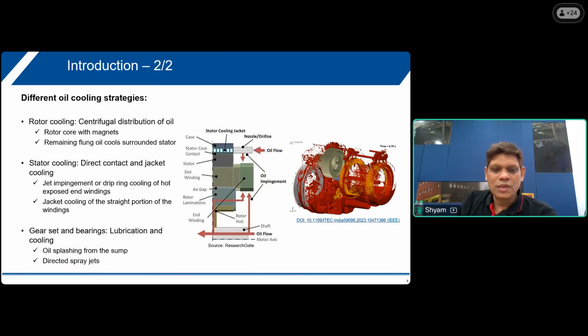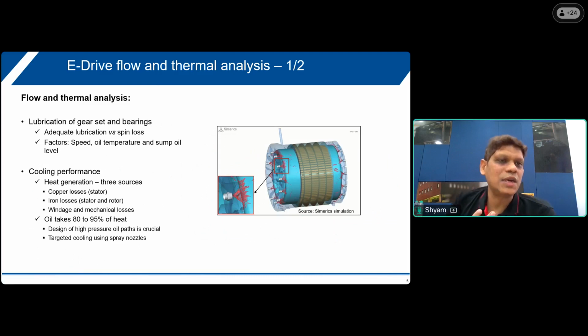During this process, what kinds of different fluid and thermal analysis are needed to understand the design? For this, I segregated it into three different kinds of analysis. The first is lubrication of the gear set and bearings. We need more oil to lubricate the entire gear set and bearings, but at the same time, adding more oil leads to more spill loss. So there has to be a balance between these two. We want to reduce the spill loss, and at the same time, we want adequate lubrication.